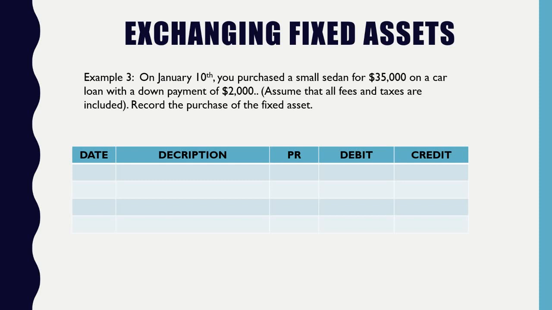And of course, you put a down payment of $2,000. Assume that all fees and taxes are included. So let's go ahead and record that we purchased this vehicle on a car loan. So here you have your car. It's for $35,000. You put a down payment of $2,000, and now you owe a loan for $33,000.